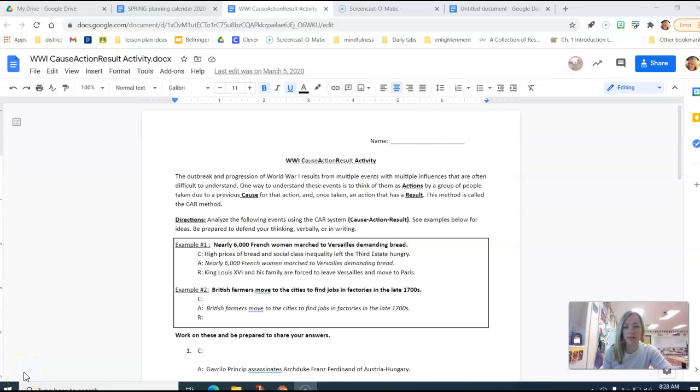So we have recently been talking about the causes of World War I. Remember, there are the four main causes: militarism, alliances, imperialism, and nationalism. In class we talked about the spark that's actually going to set all of that off. Those four main causes really get everybody to the point where war could easily break out.